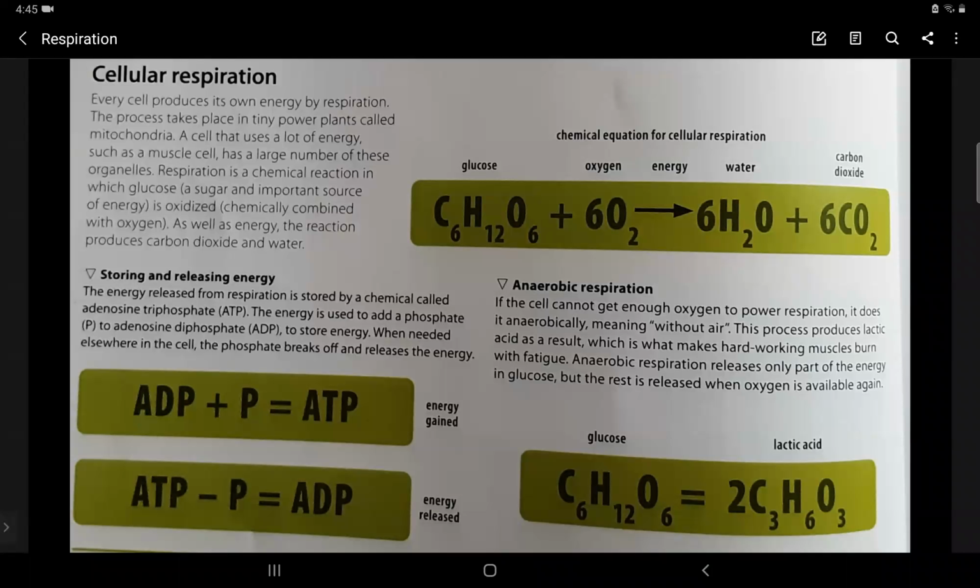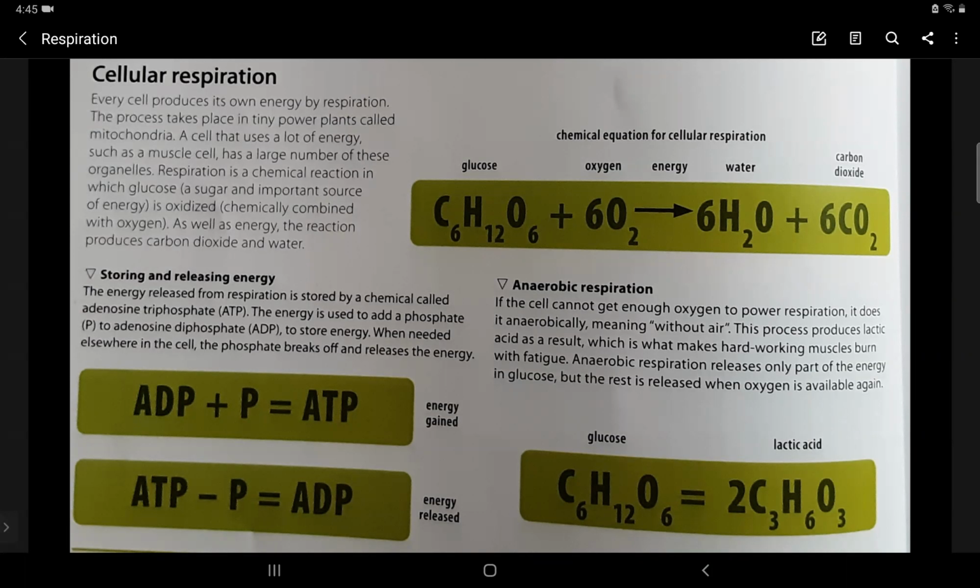The chemical equation for cellular respiration is C6H12O6 plus 6O2 arrow 6H2O plus 6CO2, which is glucose plus oxygen. The arrow will be energy, water plus carbon dioxide.